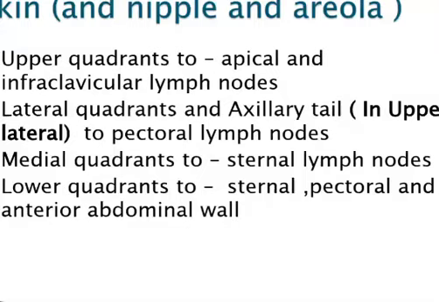Then coming to lymphatic drainage of skin. The upper quadrants go to apical and infraclavicular lymph nodes. Lateral quadrants, including the axillary tail, go to pectoral lymph nodes. The medial quadrants go to sternal lymph nodes. Lower quadrants go to sternal, pectoral, and also anterior abdominal wall lymph nodes.